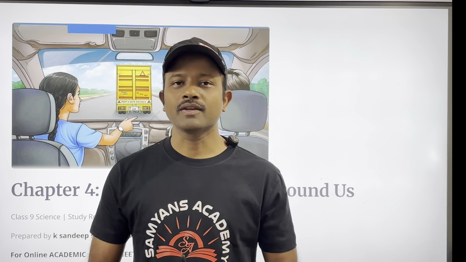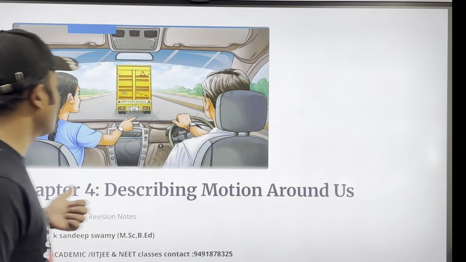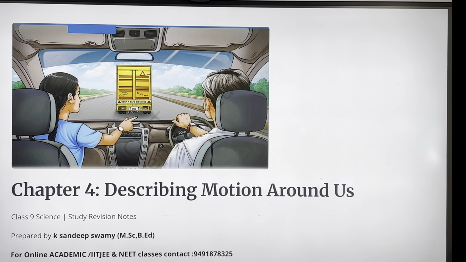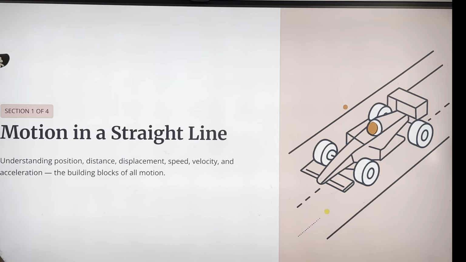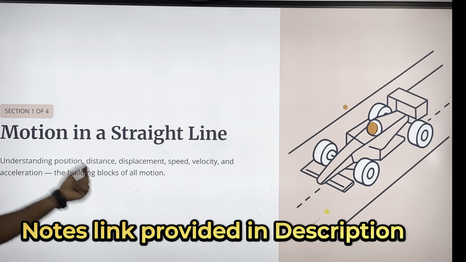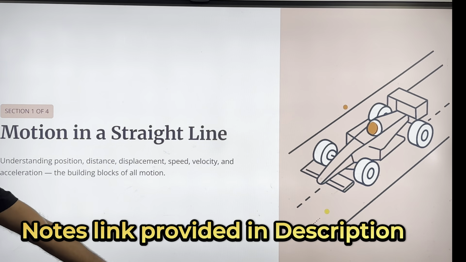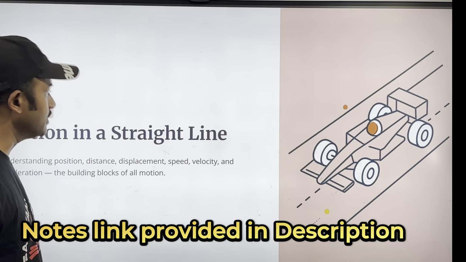You are watching Samyans Academy, and in this session we are going to discuss motion around us, or describing motion around us, from 9th class, new NCERT. Before going to this, you have to know the terms position, distance, displacement, speed, velocity and acceleration, and all these terms are the building blocks of motion.